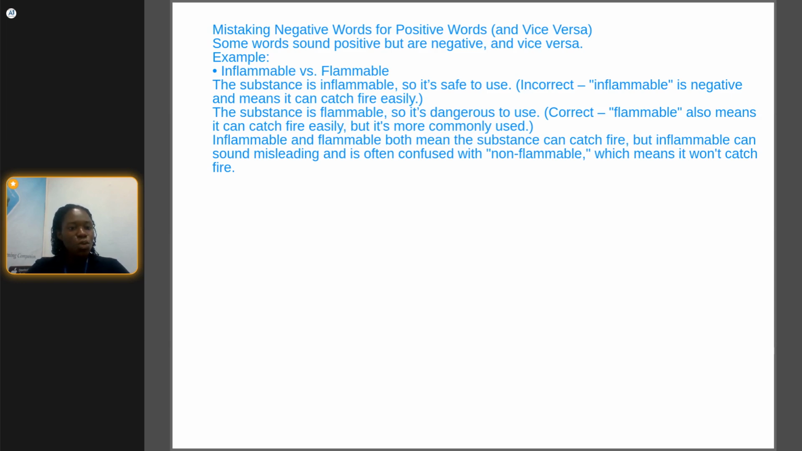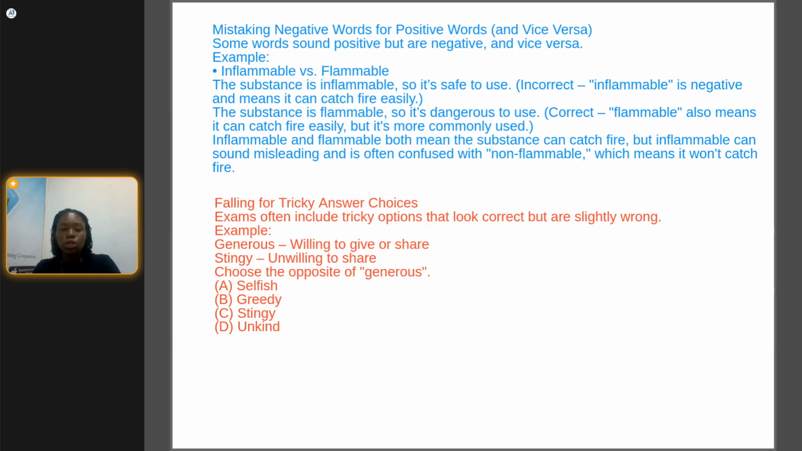Sometimes you will think that you know a particular answer, while in the real sense, you don't, because you are confused already. Sometimes you think that you've seen an answer, but by the time you look at another option, you are seeing another answer that looks better. These are the tricks they use so that you can get confused. But once you understand that these are tricks, then you would be able to find your way around it. So, falling for tricky answer choices. Exams often include tricky options that look correct but are slightly wrong.